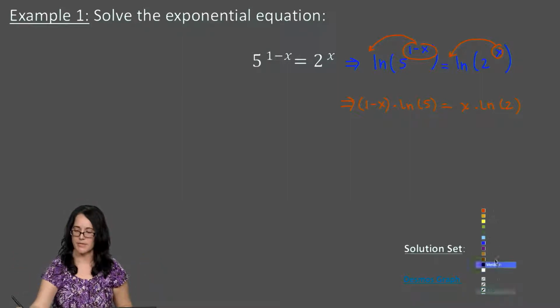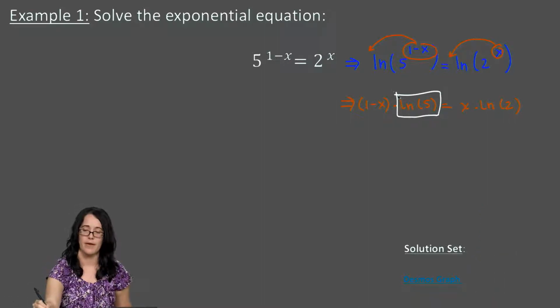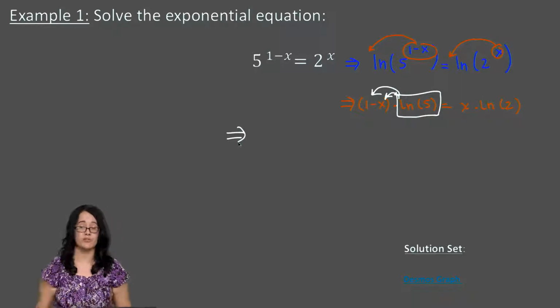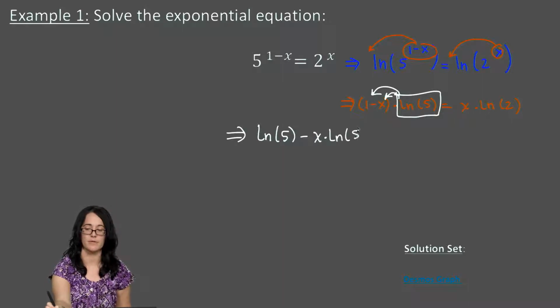So how would I persist? I would persist by noticing that I could distribute ln 5 and then see what I have. Okay, well, let's do that. If I distribute ln 5, 1 times anything is itself, so that's just ln 5. And then negative x times ln 5 would be just that, negative x times ln 5. Equals on the other side, x times the natural log of 2.